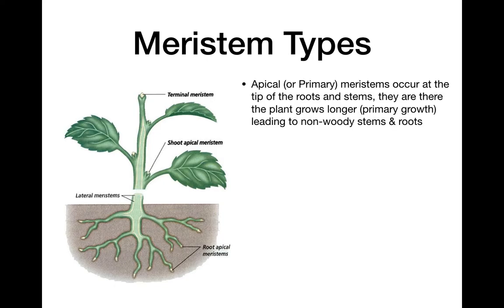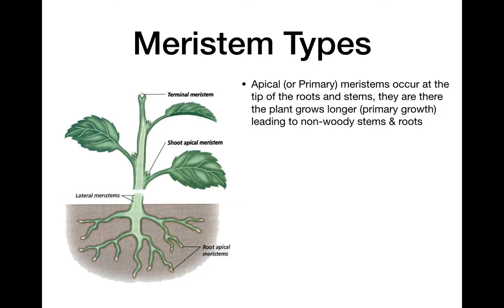Let's talk about meristems. So we know that meristems are the parts of tissues that grow in plants. We have different types: terminal meristems, apical meristems, lateral meristems, root apical meristems. Apical meristems, sometimes called primary meristems, occur at the tips of roots and stems, so up here and down here, and that's how the plant is going to grow longer. That type of growth, growing longer, is called primary growth.